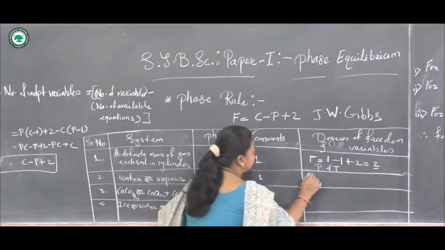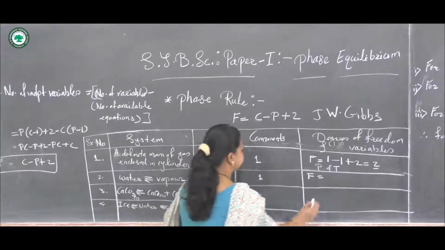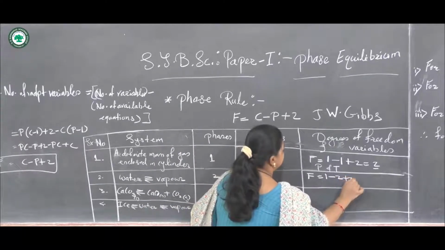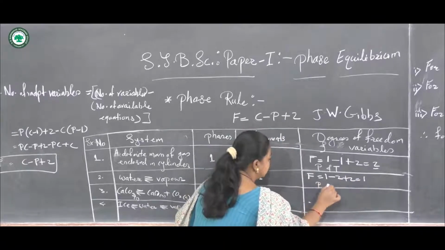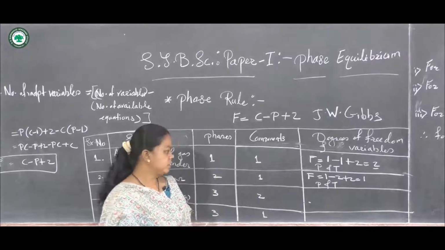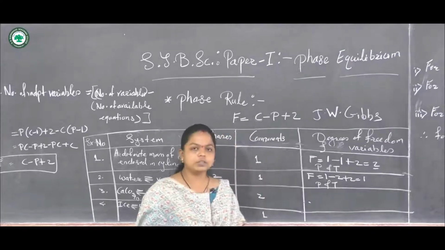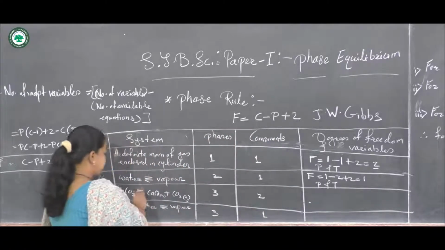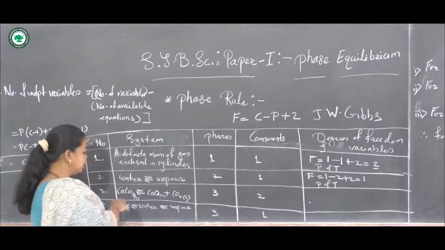So we can calculate the degrees of freedom. Component 1 minus 2, that is phases, plus 2 equals 1. The variables are particularly pressure and temperature. So 1 degree of freedom is present, and it is a monovariant system. Now the next equilibrium reaction of the system can be considered.